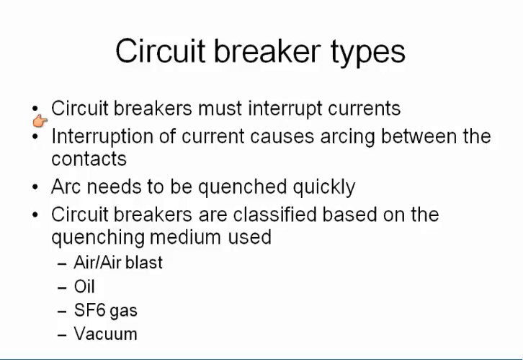The circuit breakers must interrupt currents that can cause arcing between contacts. The arc needs to be quenched quickly. What happens if you don't quench the arc? Current flows through the arc, the fault is never extinguished, the breaker will fail, the system will fail. You need to quench the arc because the arc forms a path for the current to flow.